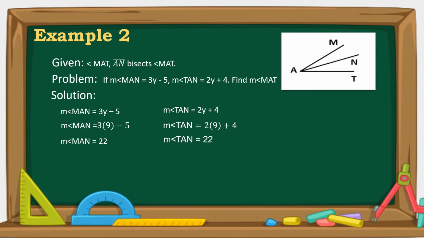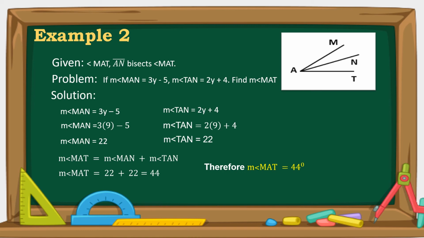So let's now proceed in getting the measure of the big angle, the measure of angle MAT. It is equal to the measure of angle MAN plus the measure of angle TAN. So 22 plus 22 equals 44. Therefore, the measure of angle MAT is equal to 44 degrees.